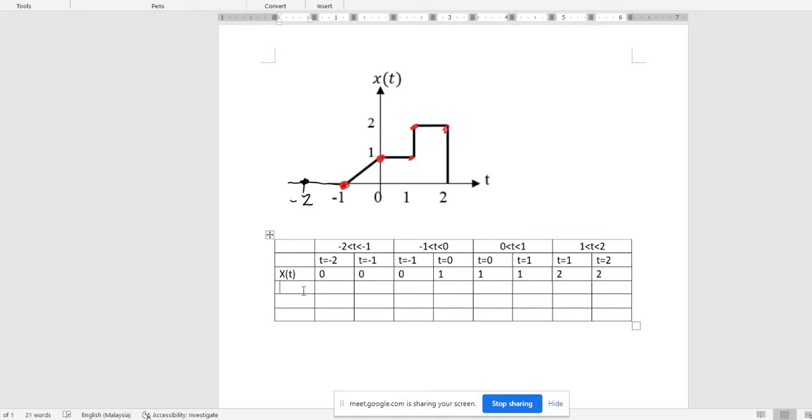Okay, and then I want to get x(-t). This means that I need to draw another one, the mirror image at the y-axis. So I told you, right, this one should be from 2 you change to -2, from 1 you change to -1, from -1 you change to +1. So you will have the graph like this.